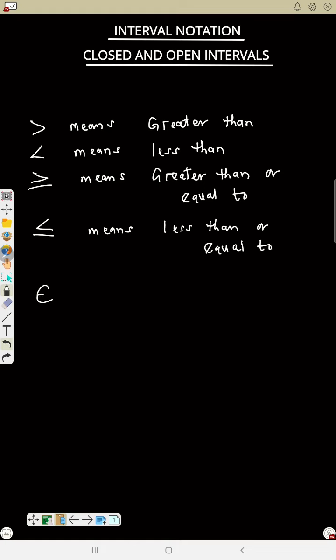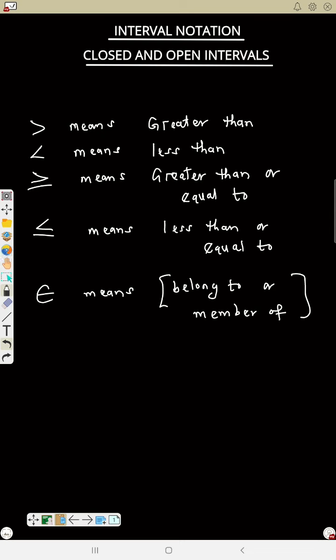This symbol means belong to, or is a member of. So now we are going to talk about these symbols in detail in inequalities, but for now we want to do closed and open interval.